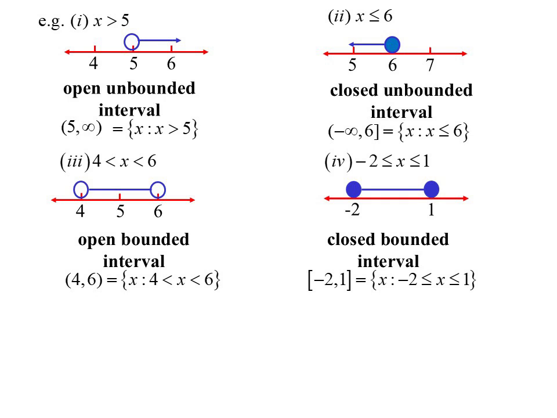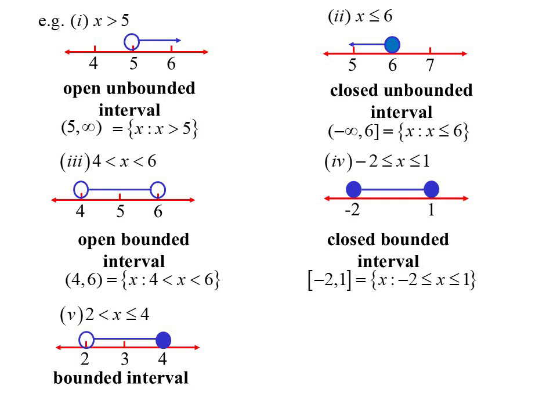Well, what about if one endpoint's included and the other one's not? Now it's definitely bounded, but is it open or closed? Ta-da. So we just say bounded. One side's open, one side's closed. So we just say, look, that's a bounded interval.